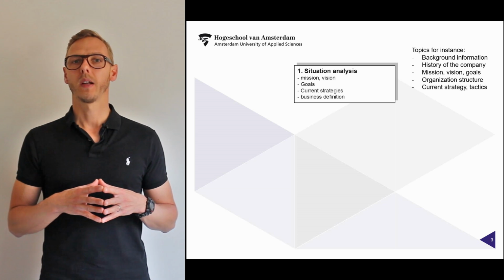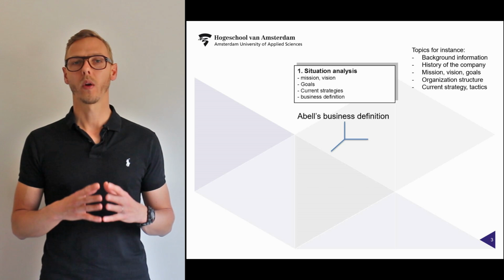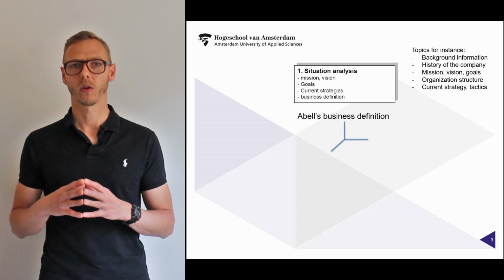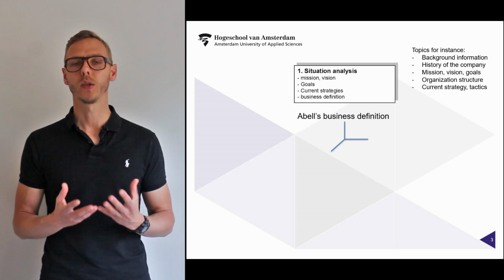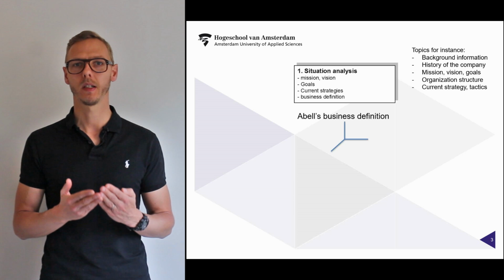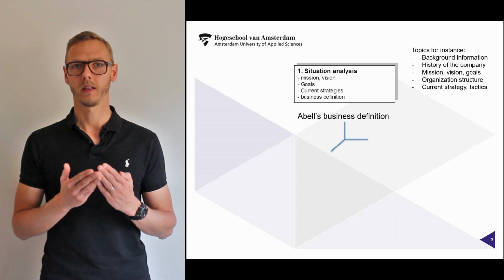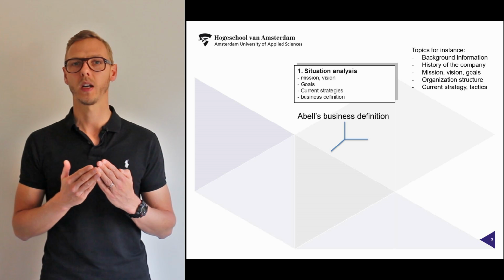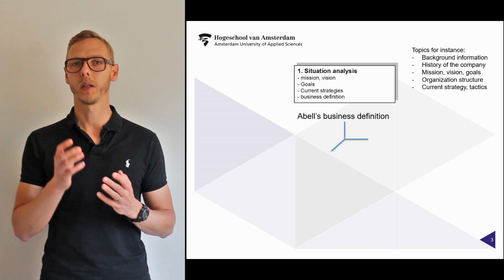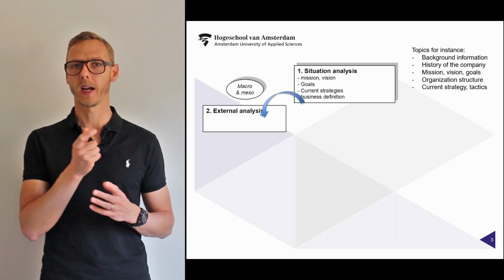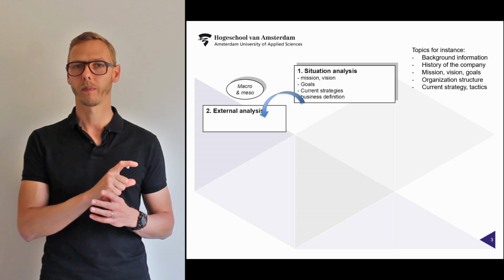After the situation analysis, you end up with the ABLE matrix or the ABLE model. You define in what business they are in. That's really important to end this part of the situation analysis. Why? Because this will be your bridge to the external analysis.